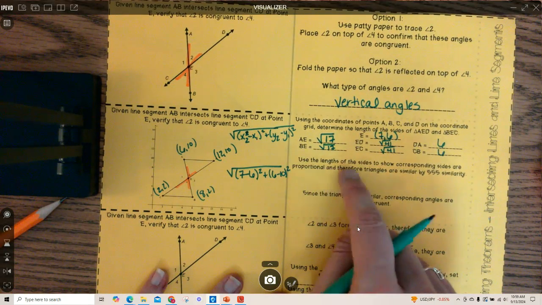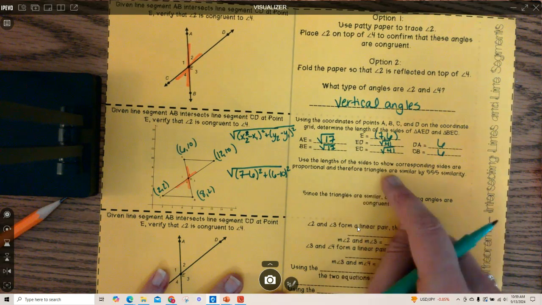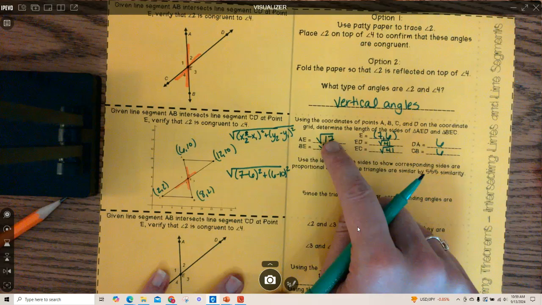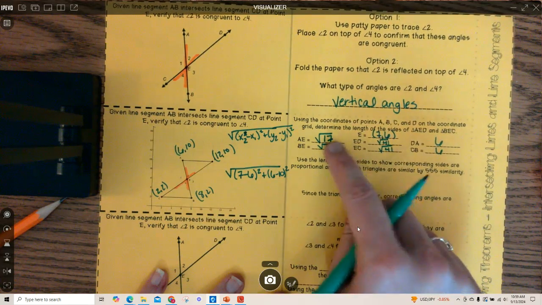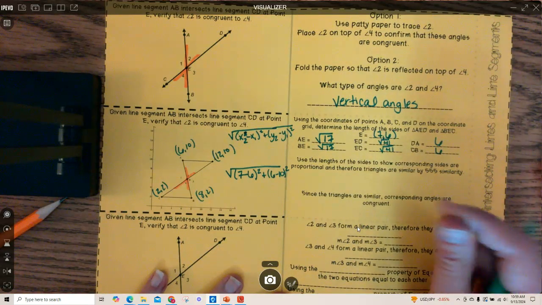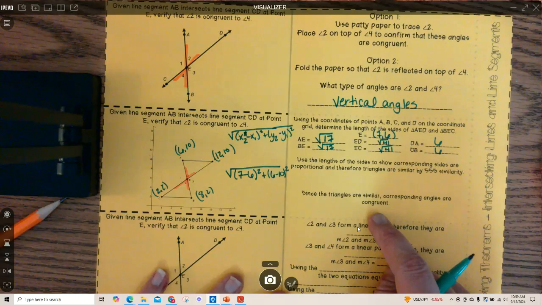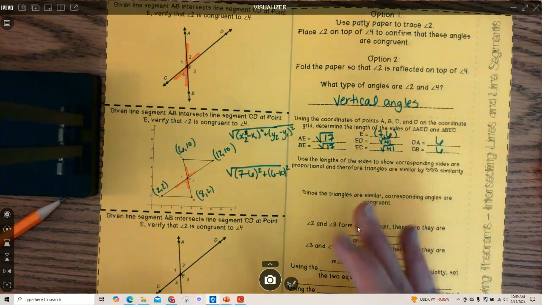So we could use the lengths of the sides to show corresponding angles are proportional, and therefore triangles are similar by the SSS similarity. Each triangle, so this triangle up on top and this triangle on bottom, all three sides measure the same, which means all three angles have to measure the same. So since the triangles are similar, corresponding angles are congruent. That's a whole lot of work, okay?